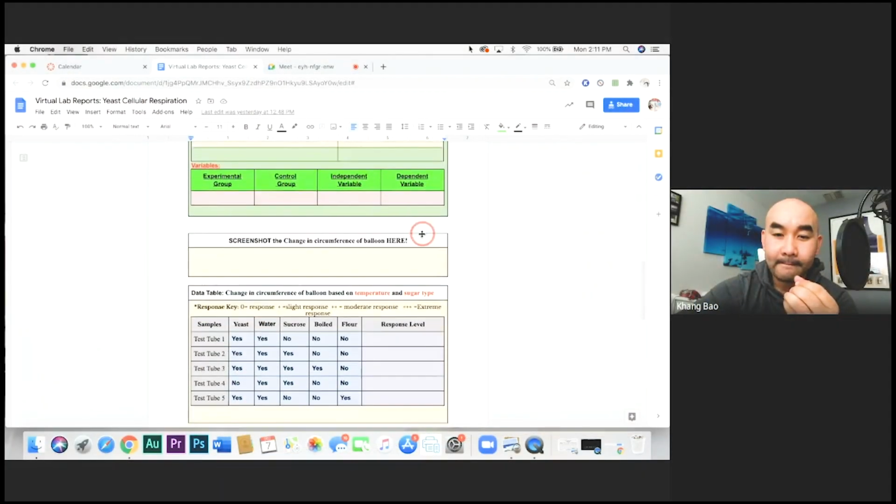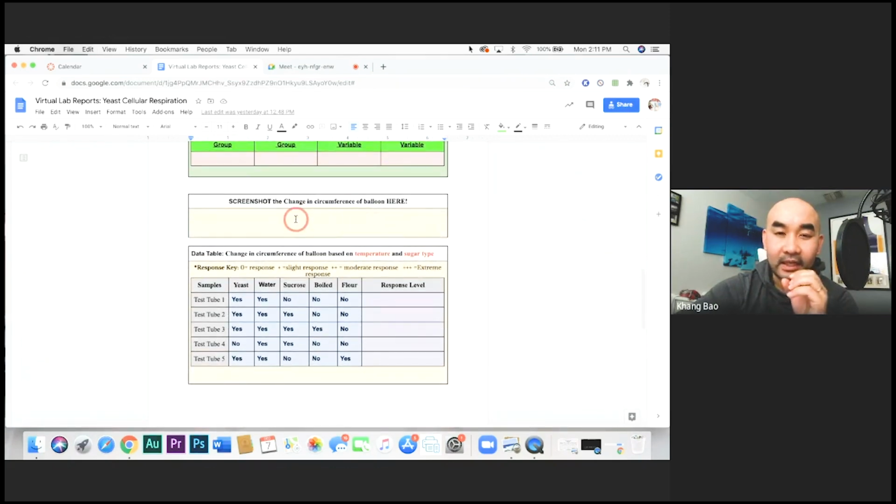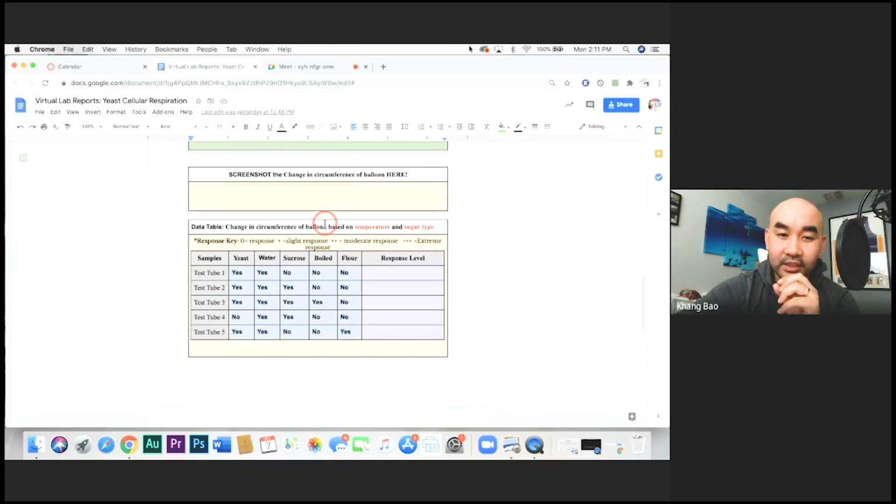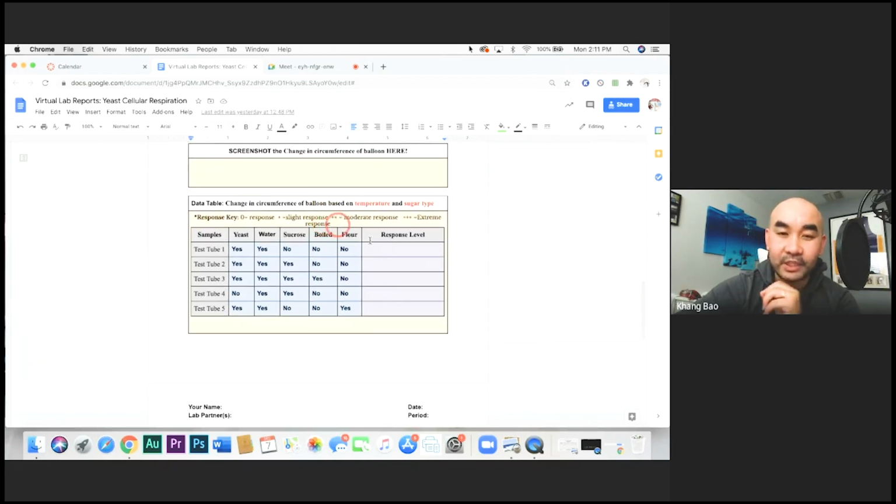All right. And then please, you can rewind back to the video where the experiment took place. Take a screenshot of the result, the change in circumference of the balloon, and put the picture here. Then, based on the picture, you are going to give me the response level for test tube 1, 2, 3, 4, and 5. Test tube 1 again is the one with yeast, water, but no sucrose, no sugar, no boil, and no flour.